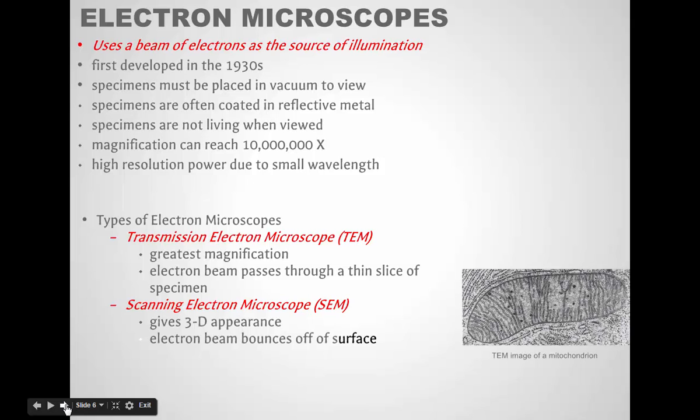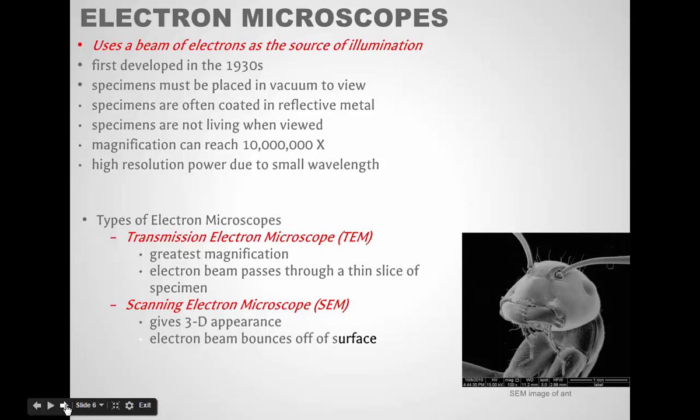So this is a mitochondria of a cell. This is an image through a transmission electron microscope. This is an image of an ant through a scanning electron microscope, where it basically creates this three-dimensional view.